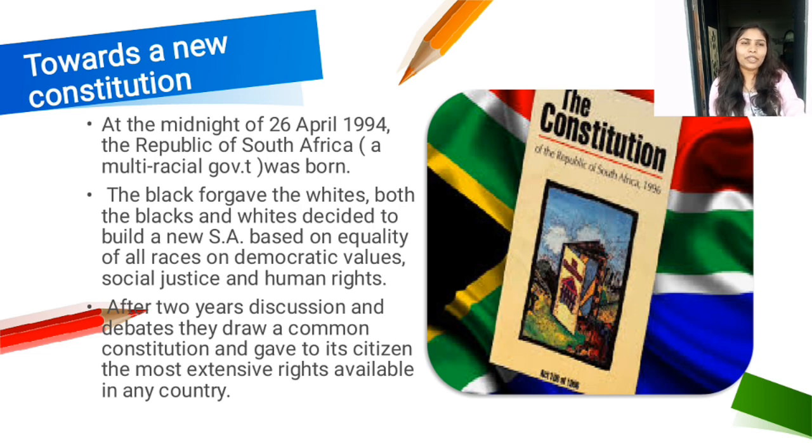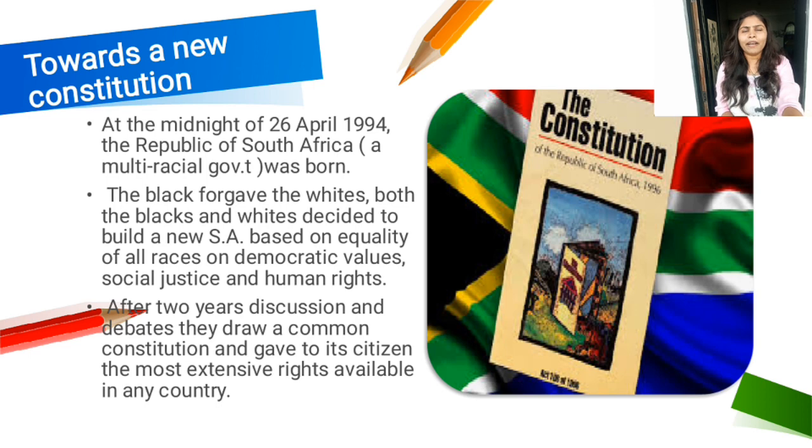At last, they came up with the solution that the white people wanted to stay in the country, as well as the African people wanted them to be in the country. So they decided mutually that black people would forgive the white people, and they started a new nation in which everyone was given equality and human rights. After 2 years of discussion and debate, they drew up a common constitution and gave its citizens the most extensive rights available in any country. This was the latest constitution built in the world.